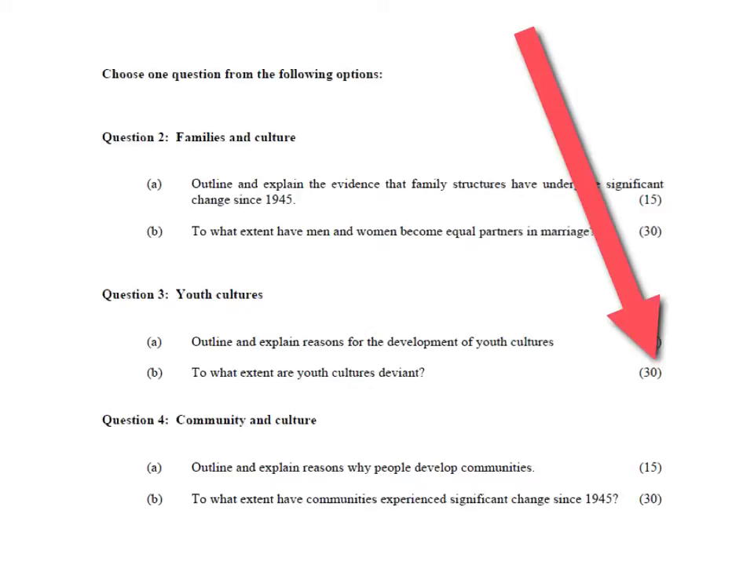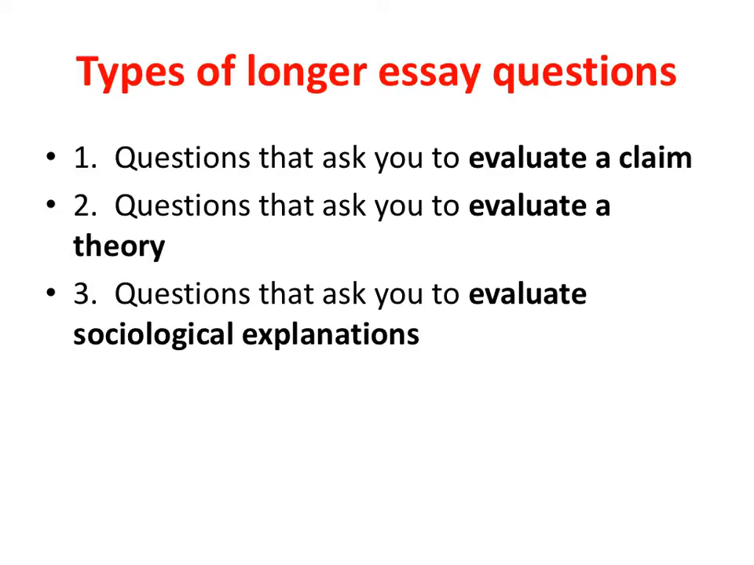Of the SY1 paper. So whereas the 15-mark question was essentially a mini essay question, this 30-mark question requires a longer essay. And in sociology, there are three main types of longer essay questions, as we can see on the screen at the moment. But on the SY1 paper, the longer question type that they tend to ask is this first type. So the 30-mark question tends to be a longer essay question that asks you to evaluate a sociological claim.